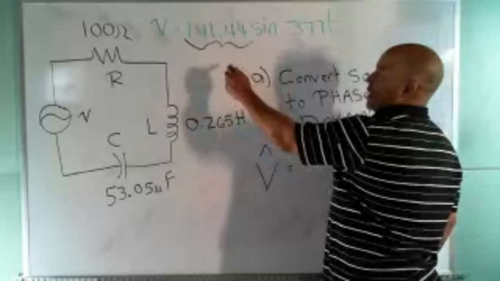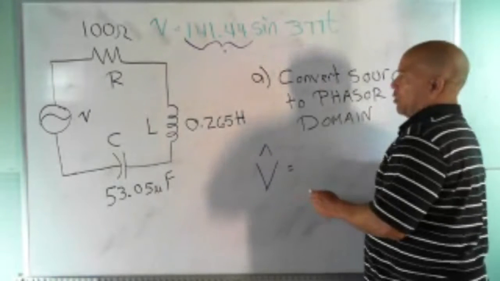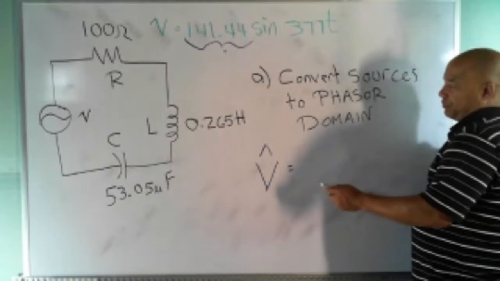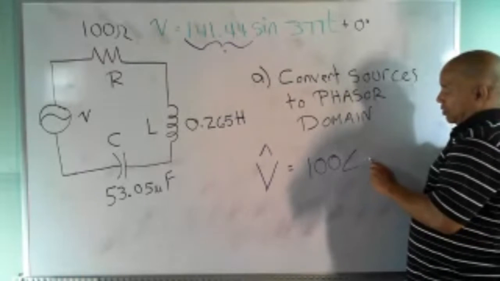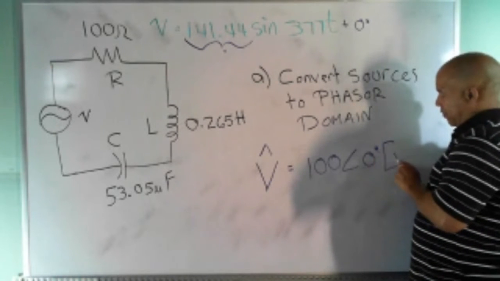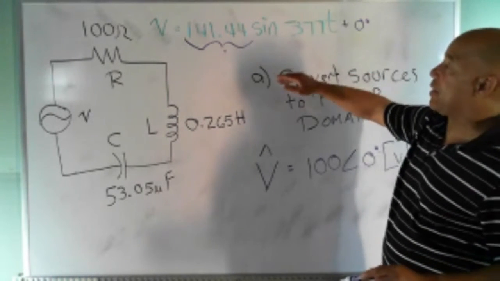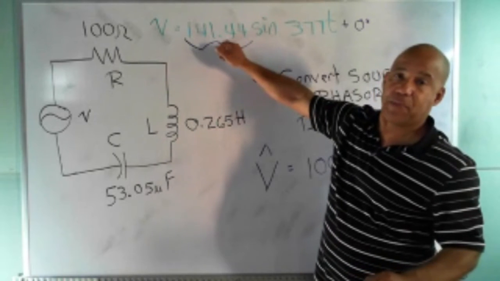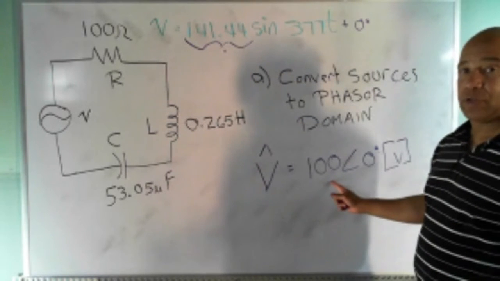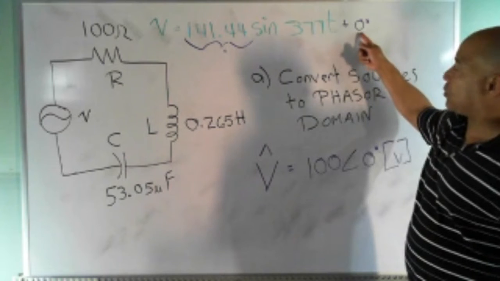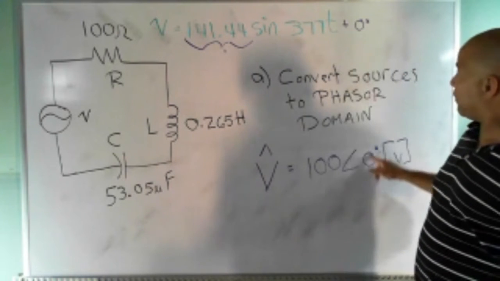0.707. And if you do that, what do you get for magnitude? 99.99, so basically 100, at an angle of 0 degrees, since there's no phase angle here. My units are volts. If you forgot how to go from time domain to phasor domain, just take the peak value, multiply by 0.707, and it gives you the magnitude in RMS. Then the phase angle is whatever is written here. If there's nothing there, that means the phase angle is 0.